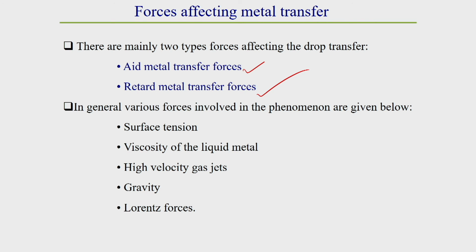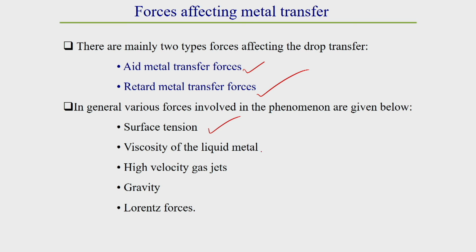Another force is called retard force. Retard forces oppose this effect, that means they oppose this metal detachment as well as metal transfer. These are called retard metal transfer forces. In general, in case of metal transfer phenomena, we have different types of force. What are the different forces? There can be surface tension forces, viscosity forces, high velocity gas jet forces, gravity force, and another force is Lorentz force. So, these 5-6 different types of force we observe in case of drop transfer.